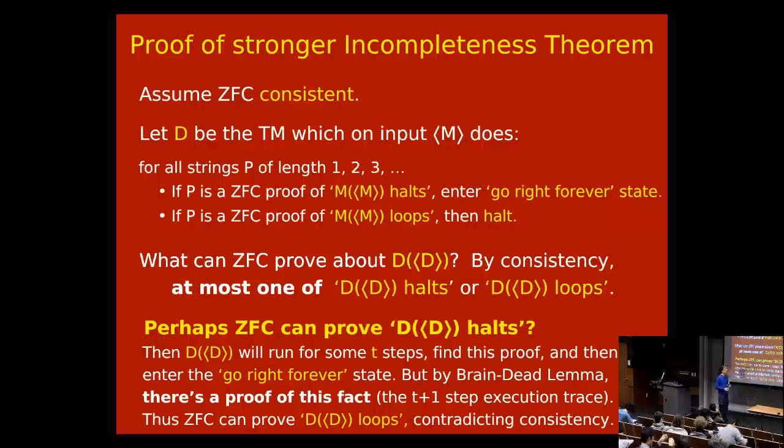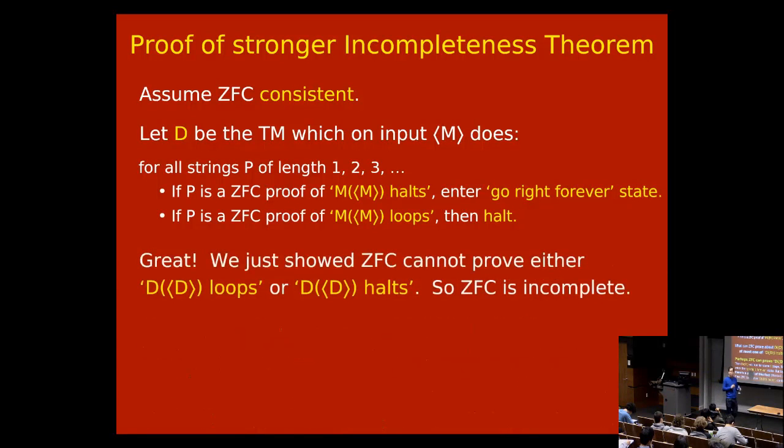Okay. Any questions? So we're actually done. We did it. We just showed that Z of C, first we used consistency to show that it could prove at most one of these statements. And then we did a little case analysis and showed that it doesn't prove this one, and it doesn't prove this one. So therefore, we've done it. We found a statement, let's say D of D loops, that Z of C can't prove and it can't disprove.